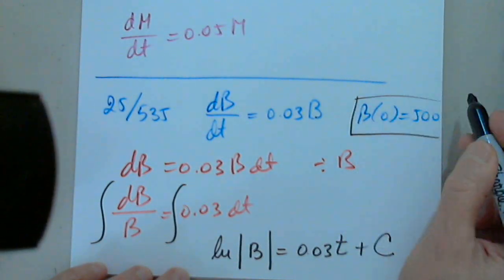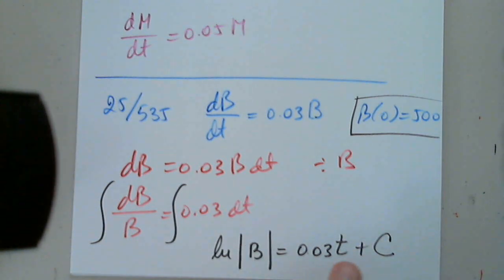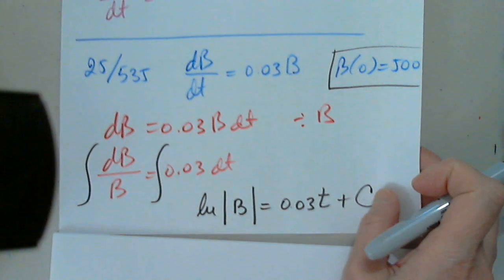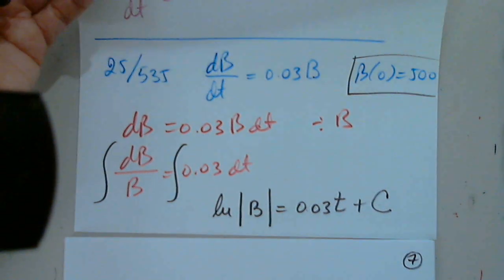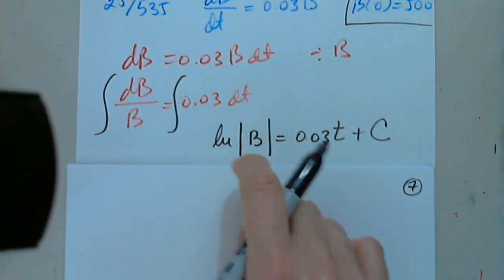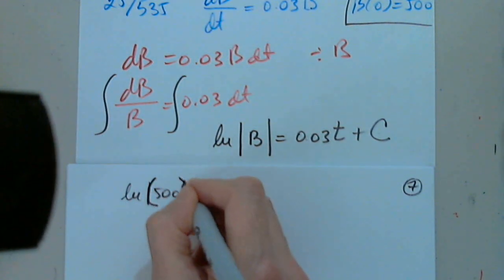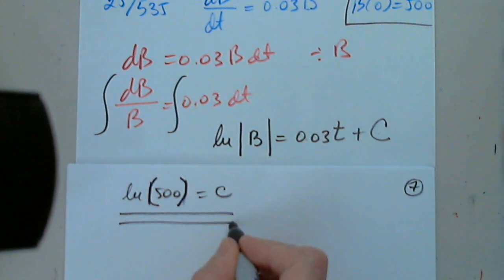But we are told that b is 500 when t is 0. So how much is c? Careful, natural log, right? So natural log of 500. There is no need for absolute value because it's positive. Natural log of b is 0 plus c, so c equals natural log of 500.